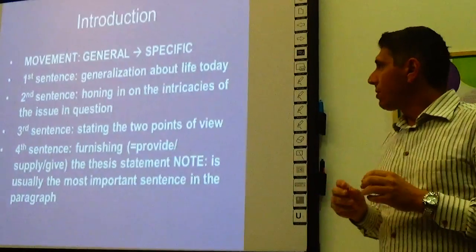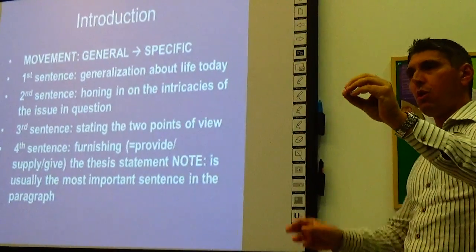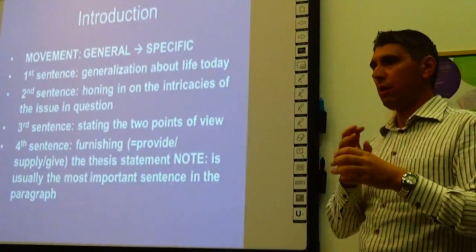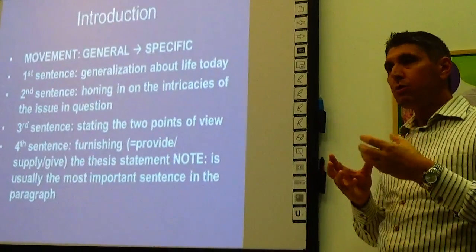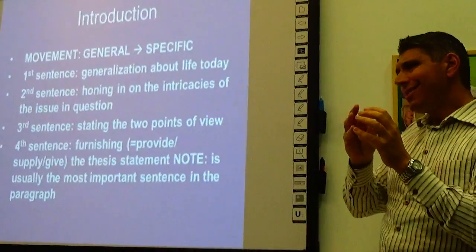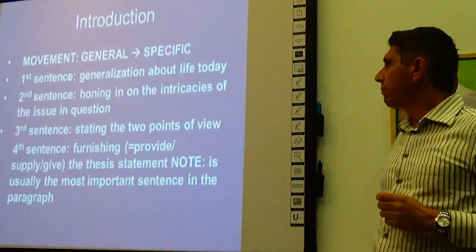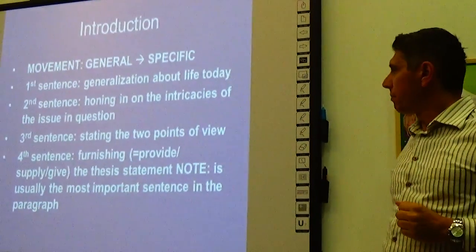The second sentence should try to hone in on the intricacies of the issue in question. So you move to something more specific, from a generalization to another generalization, but which begins to tackle the particular issue in the topic prompt. I'll give you an example of that in a minute.